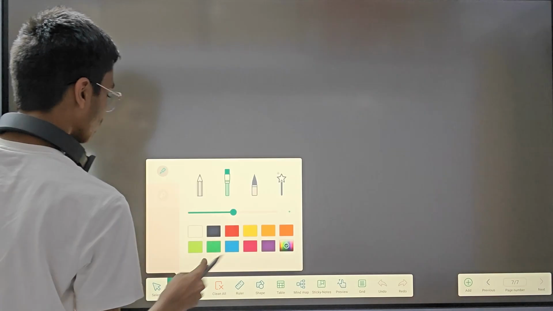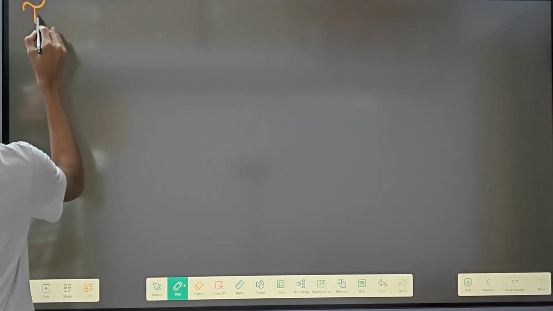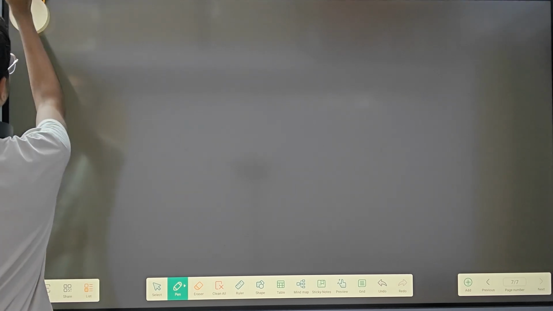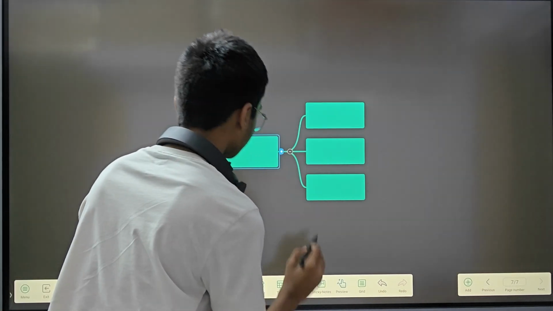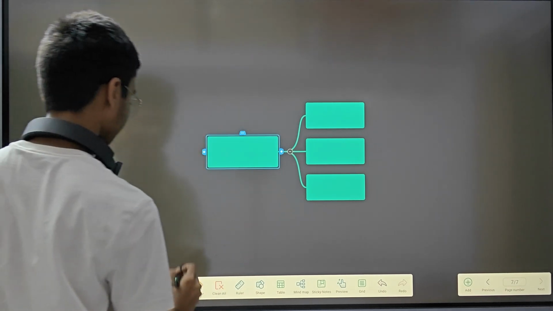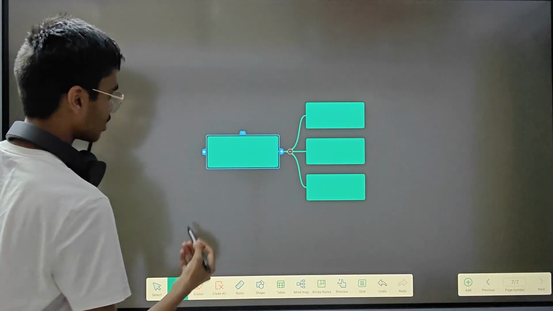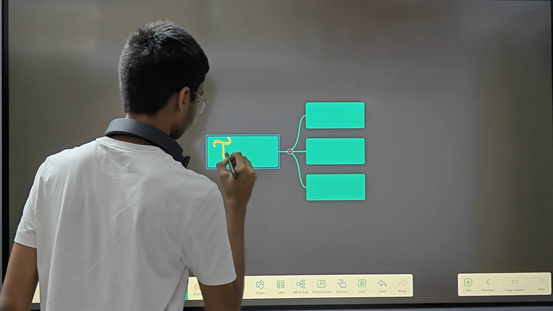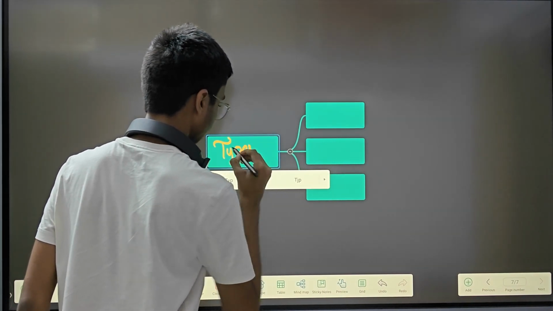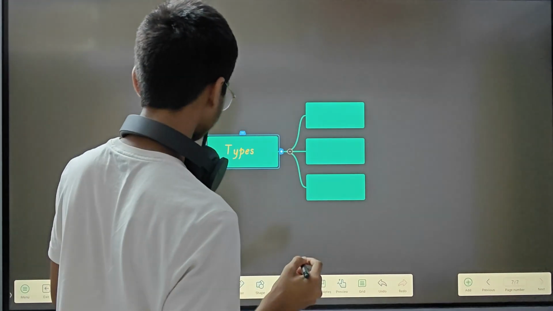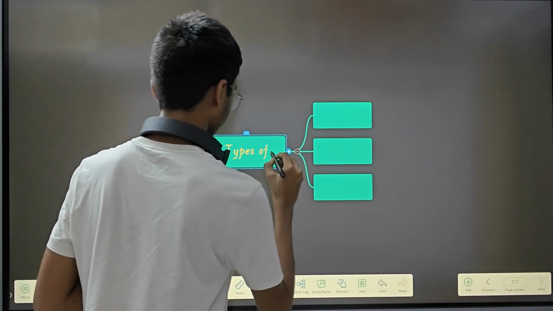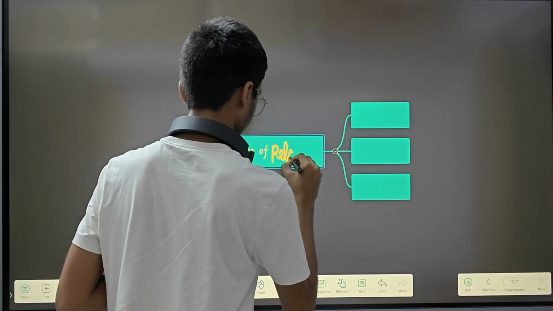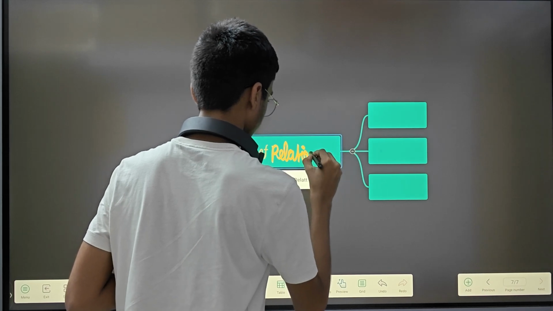Okay, so what we are going to do is see types of relations. My handwriting isn't good. Wait, I've never used this. Okay, perfect. This color is okay. Types of relations.